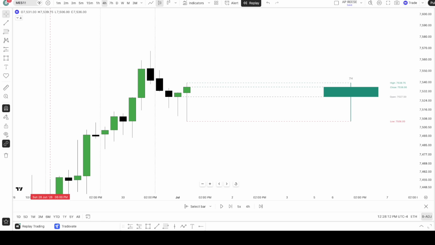Is it reaching for external liquidity? Is it reaching for internal liquidity? Once I understand the objective, then I drop down. Now I'm asking, are we accumulating? Did manipulation already happen? Are we beginning distribution? And once all that lines up, that's when I start looking for my confirmations like SMT, change in state of delivery, everything else that we've been talking about.